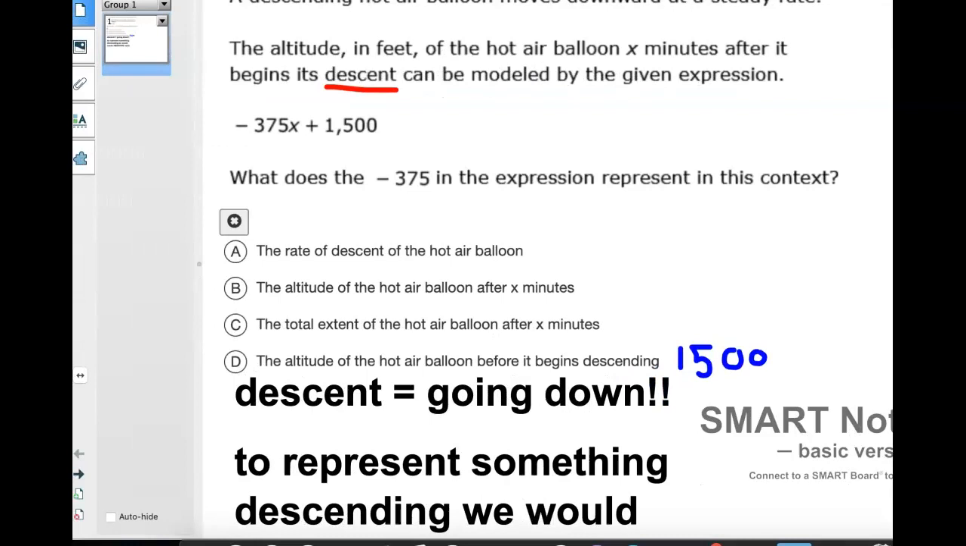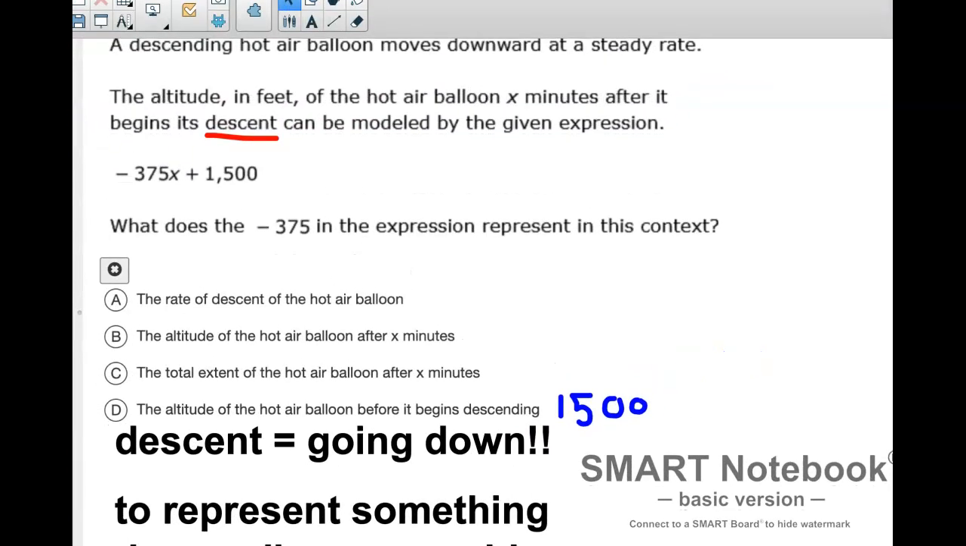The correct answer is going to be A, the rate of descent of the hot air balloon. The balloon is descending 375 feet every minute. Now, the 1,500 represents the altitude of the hot air balloon before it begins descending. So that's how high up the hot air balloon was to start.